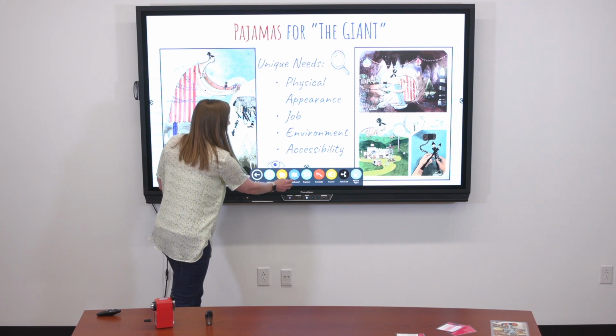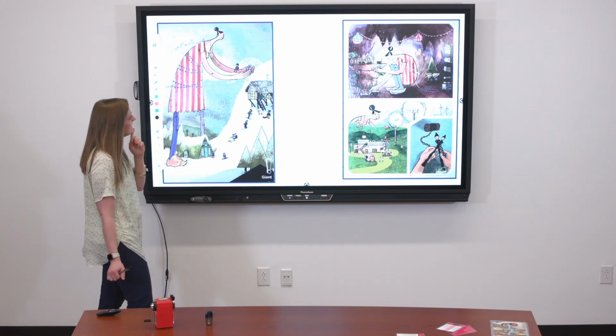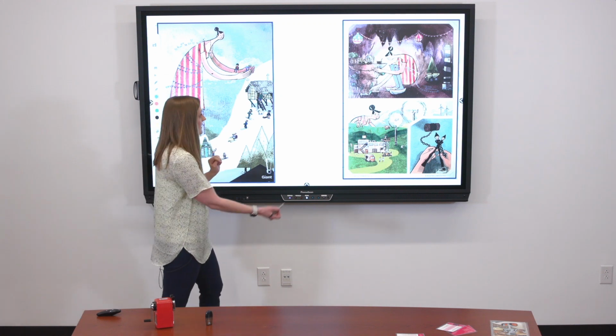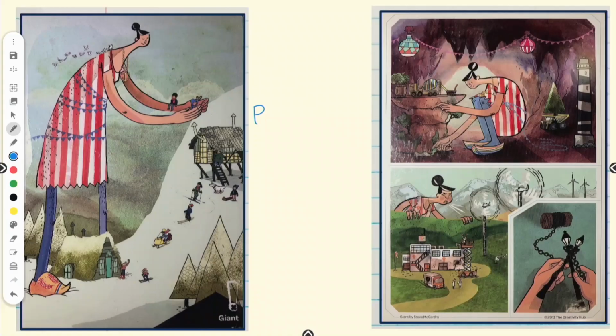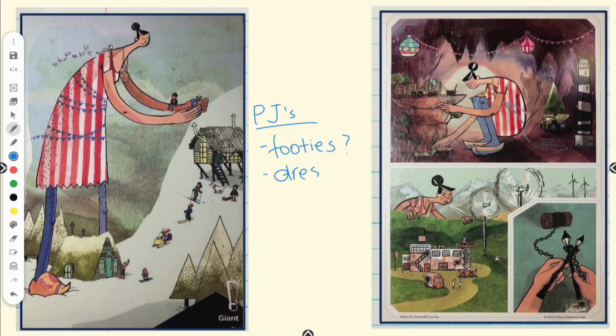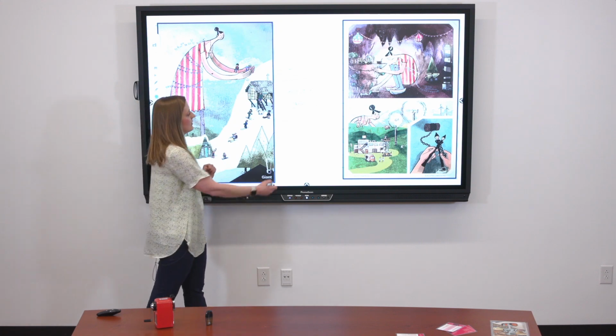So let's take a look at what we can do with our giant. I'm just going to brainstorm. Do I want it to cover her feet? Some of my pajama options, I'm just going to call them PJs. Should they have footies? Or should it be a pajama dress? Here we know she's wearing a dress, so we know that she likes dresses already. Okay. Should it have long sleeves? I don't see her wearing long sleeves, but she does have long pants.